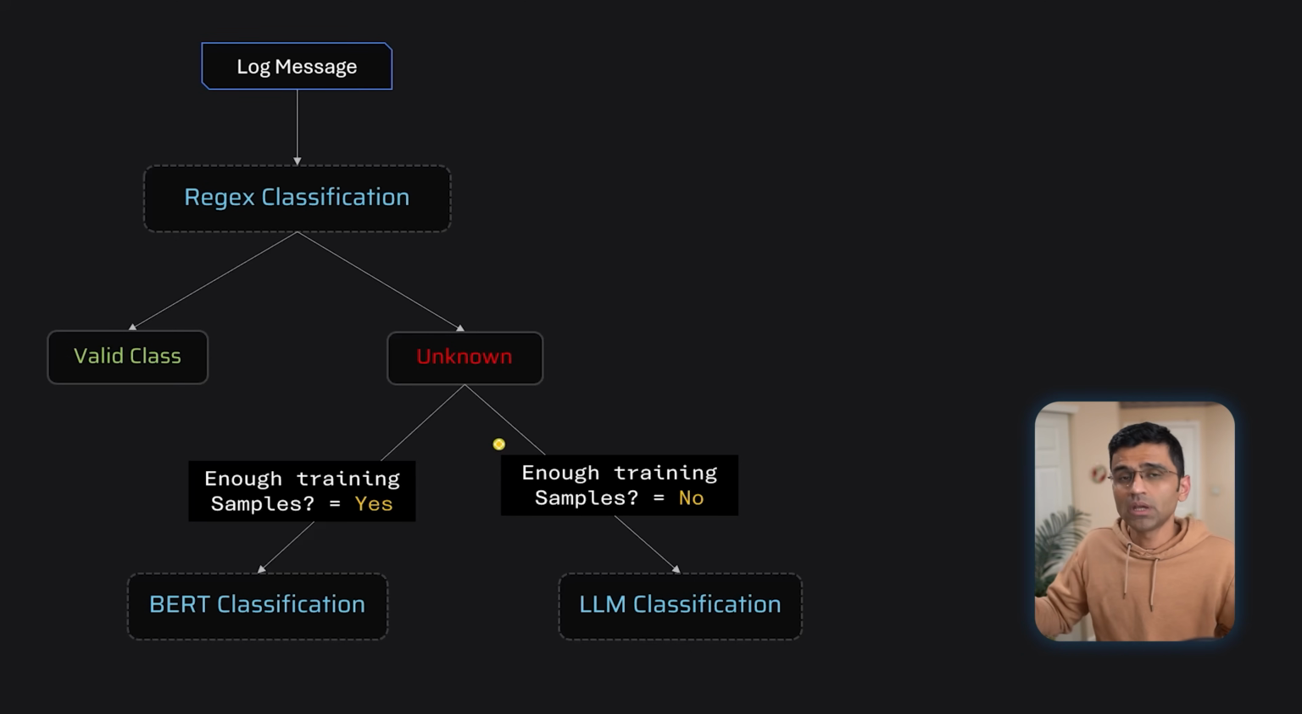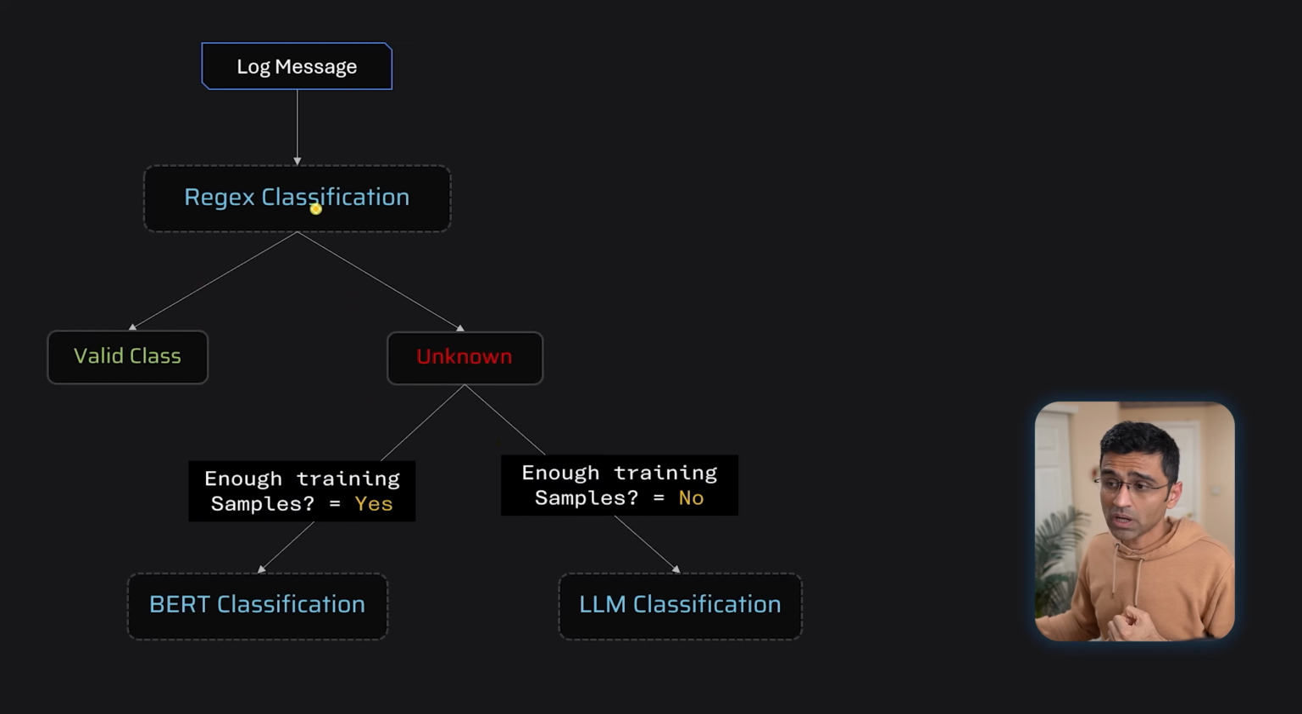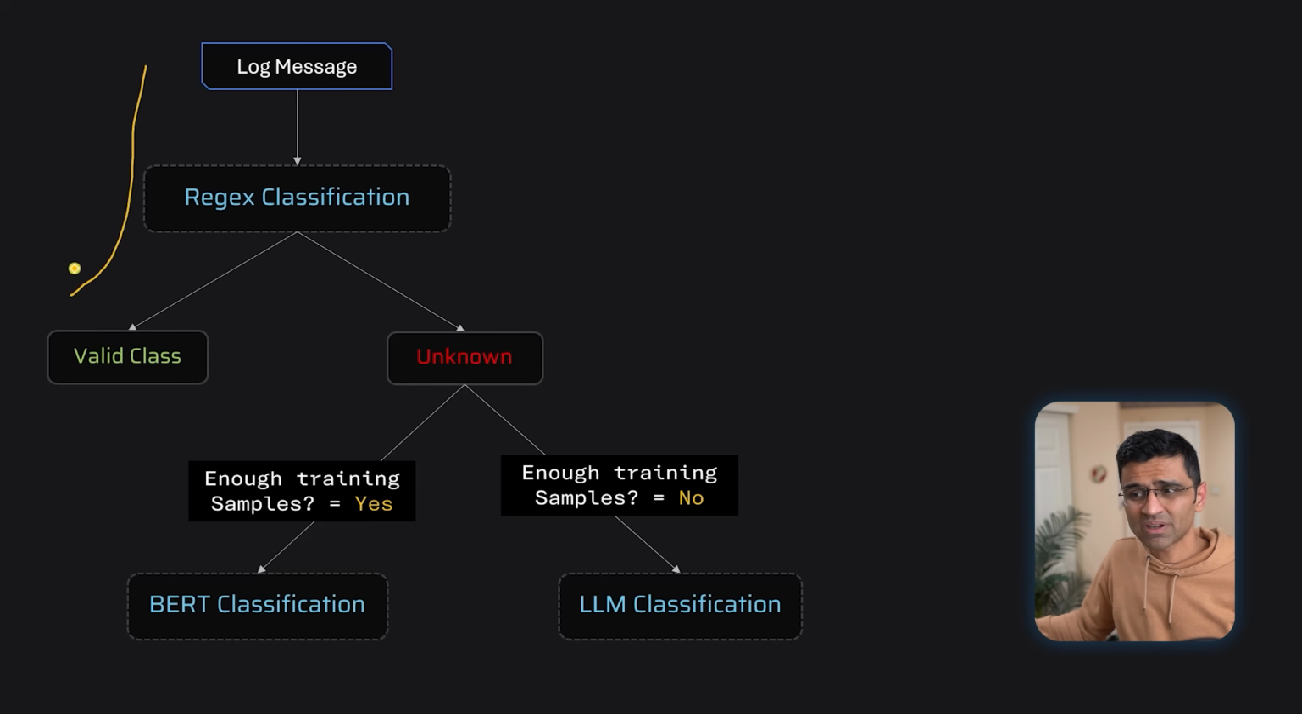Okay, how do we minimize the cost? Then the performance, the speed at which you are classifying, will also be fast. Because if you are in one of these categories, which you will find in many industry scenarios, the majority of the logs you can classify using Regex. And this route is very, very fast and very, very cost optimal.